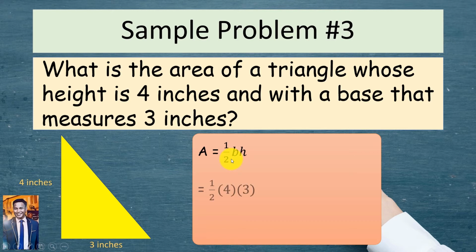Okay, wherein we now substitute 4 is our height. Okay, pwedeng pagpalitin yan actually, sorry for that. Pwedeng pagpalitin yan, base times height. Okay, 1/2, 4 times 3. That becomes 1/2 times 12. And 1/2 of 12 is equal to 6 square inches. So, kanina nga sabi nga natin, pag buo siyang rectangle, 12 square inches. Pero since siya ay kalahati lang, magiging 6 square inches.